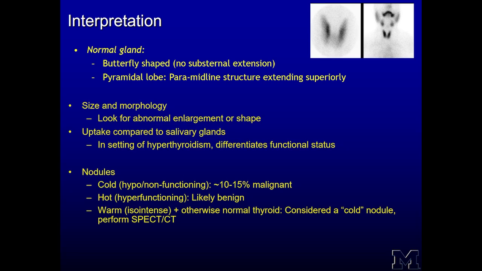And sometimes we have warm or iso-intense thyroid nodules within a normal thyroid gland. This may be potentially a cold nodule with a superimposed layer of normal thyroid tissue. Therefore, a SPECT-CT imaging should be acquired for more accurate characterization.